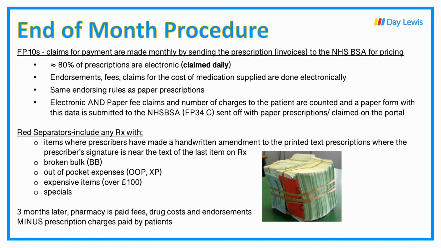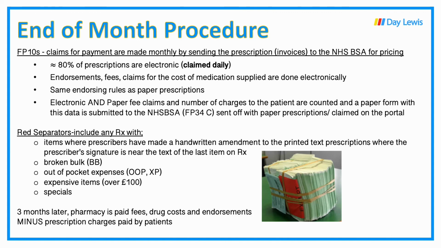Both electronic and paper fee claims and number of charges to patients are counted, and a paper form with this data is submitted to the NHS BSA. So you would count up all electronic items that have been given out, all paper items that have been given out, and then send a paper copy over to the NHS BSA with a total number of prescriptions done in the month. The significance of these red separators is to ensure you get accurate payment.